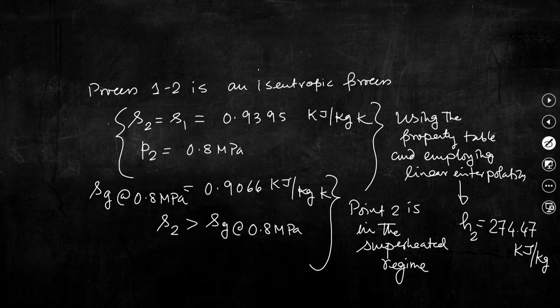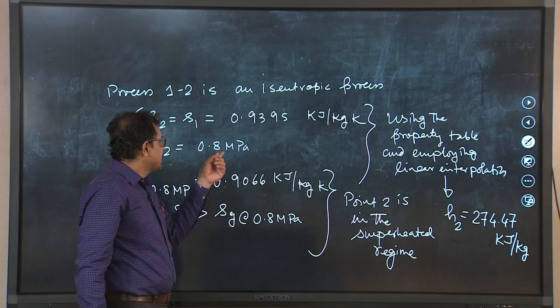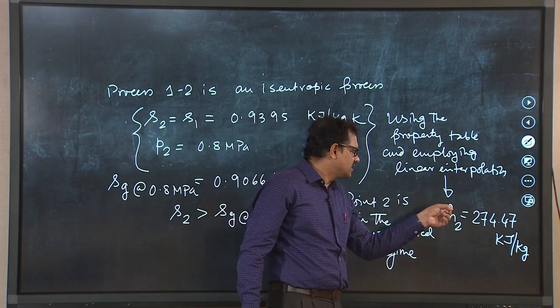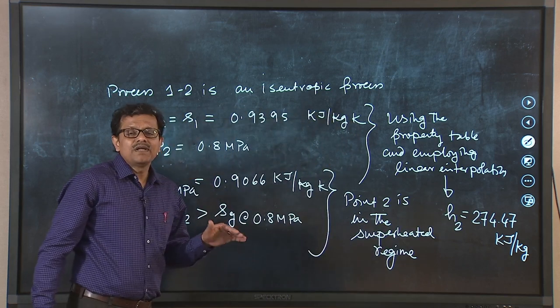I would like to tell you one important point. Certainly we can get it from the property table, there is no doubt about it. But here the pressure given is 0.8 MPa. It may so happen that we may require to calculate enthalpy at point 2 corresponding to a pressure that may not be 0.8 MPa, that may be 0.815, 0.8075, like this. For that, you may not get data tabulated in the table for that particular pressure. In such a case, we need to go for interpolation twice, because neither entropy nor pressure for which we are interested in calculating this enthalpy will be readily available.